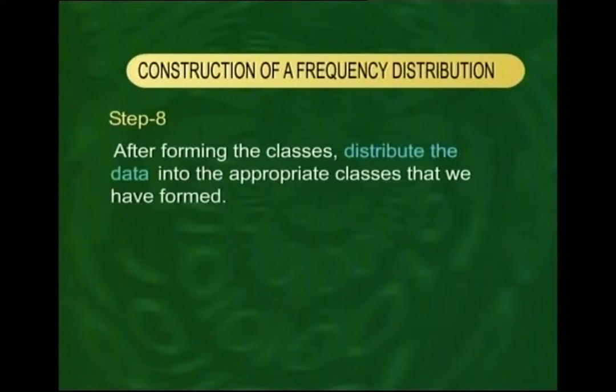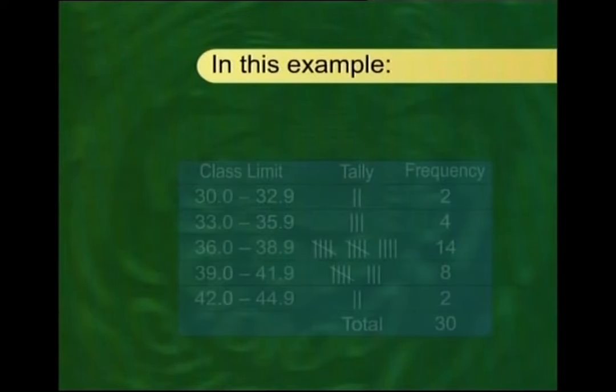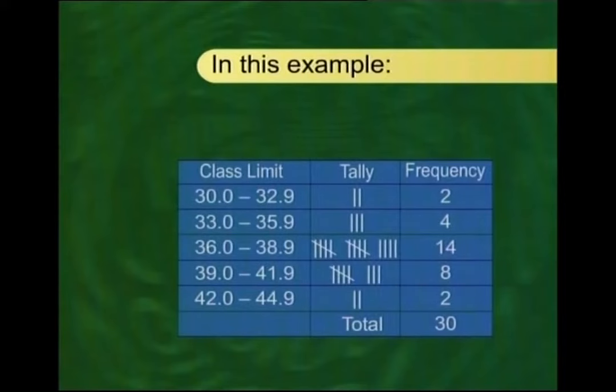Of course, the next step is to distribute all our data values into these classes that we have formed. So, as you can now see on the screen, we construct another column, and that is the column of tally marks, and then another column, and that is the column for frequency.